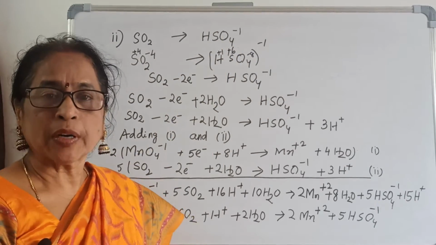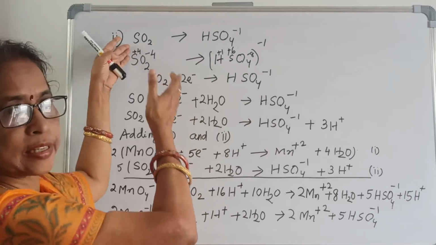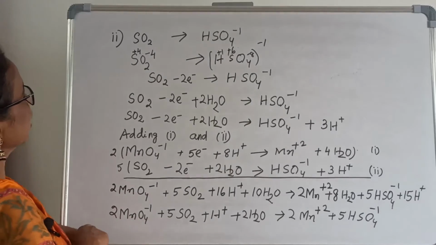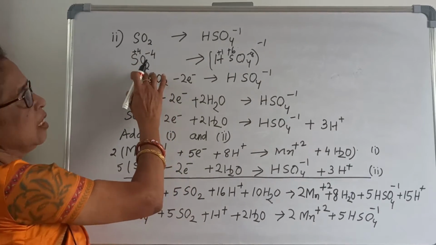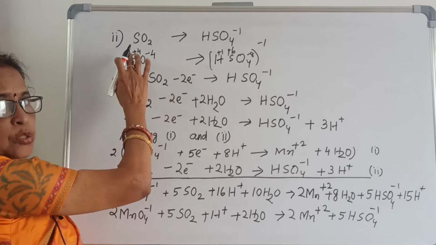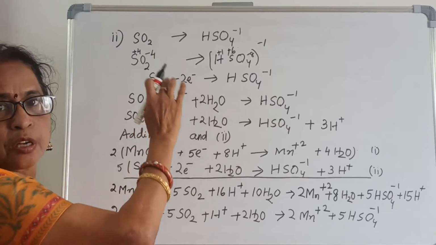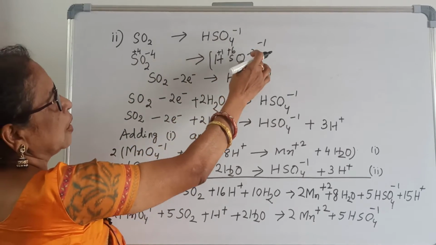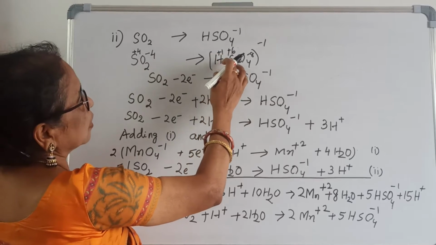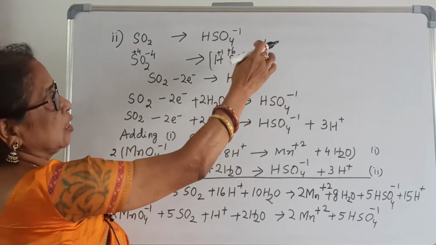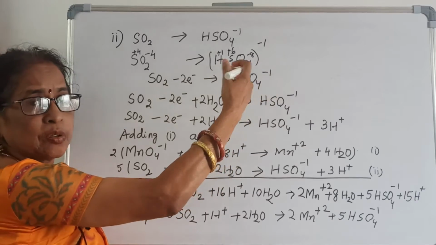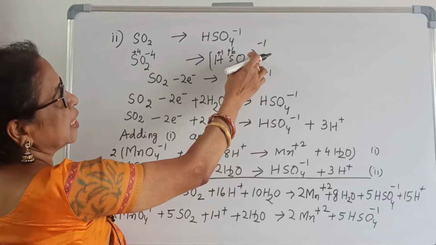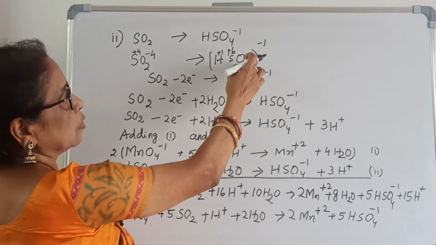Now you will see the oxidation number of sulfur on the reactant side and on the product side. In SO2, O2 means 2 into minus 2, that is minus 4, so sulfur should be plus 4. Now in HSO4 minus 1, the sum of the oxidation numbers of hydrogen, sulfur and oxygen is equal to minus 1. How can you calculate the oxidation number of sulfur here? O4 means 4 into minus 2, that is minus 8.